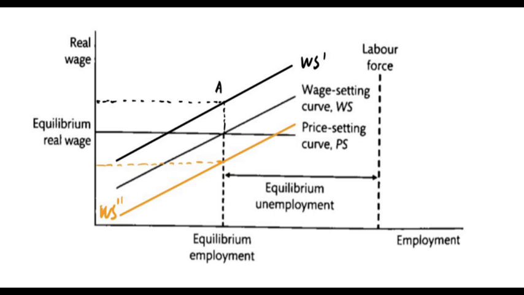It represents the long-term equilibrium state of the labor market. At this point, wage setting and price setting are balanced. The unemployment rate reaches the natural unemployment rate level, and the economy is in a stable state.